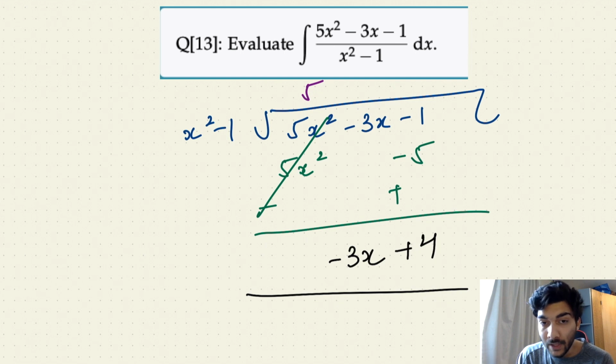So if in the denominator your degree of the polynomial is 2, in the numerator you're only allowed to have the polynomial of degree at most 1 in that case, if you want to use partial fractions. Right? I hope that makes sense.